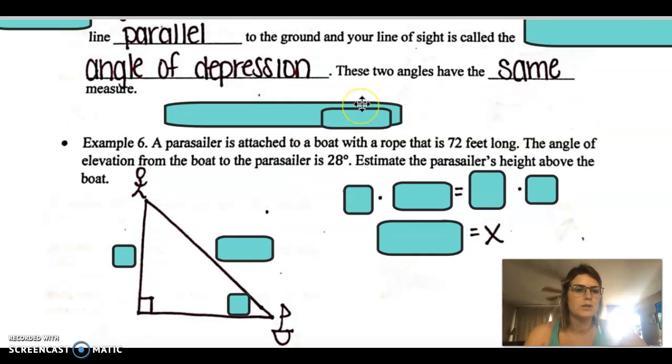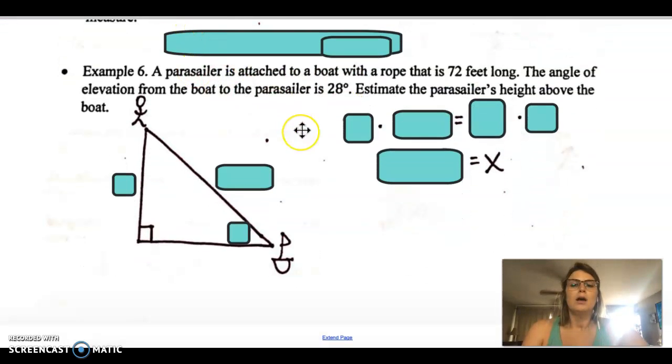Okay, so I did not realize that it cut off on the last part. What I was saying was we're talking about elevation and depression.